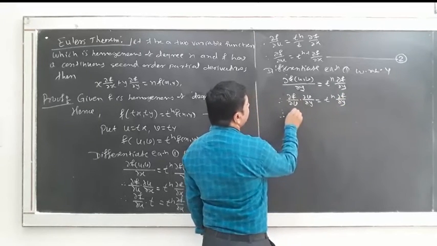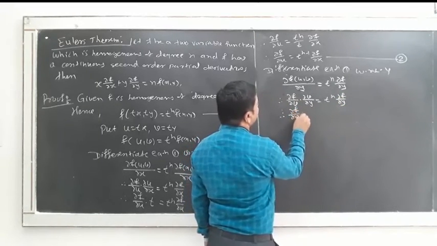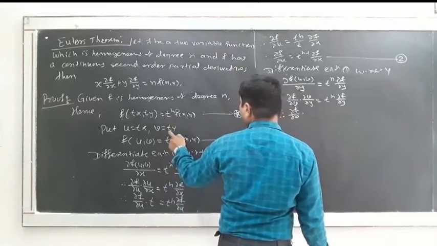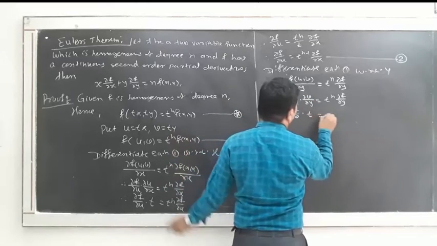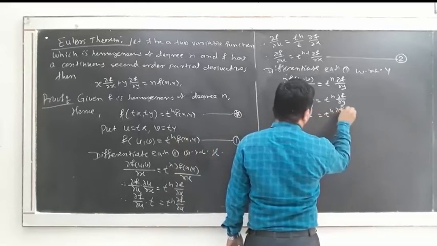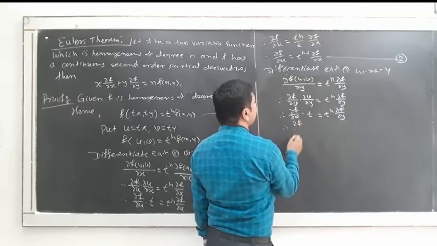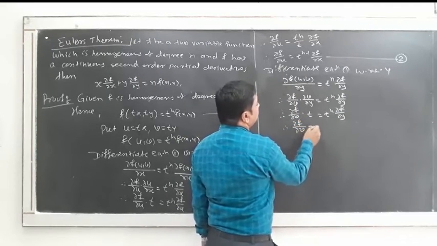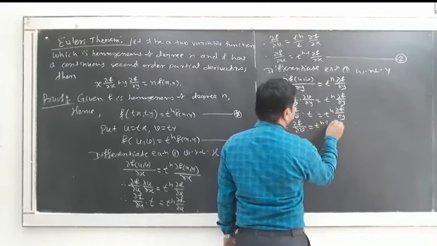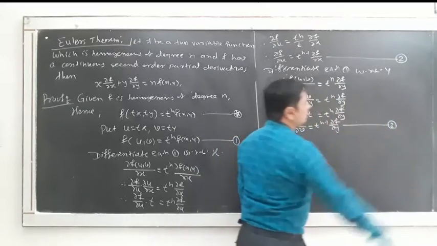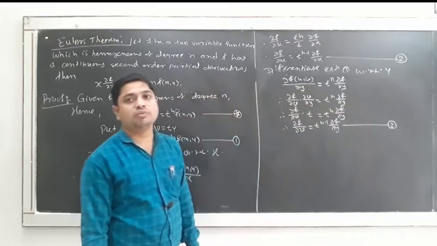Now what we are getting, ∂f/∂v and ∂v/∂y, it is again t. It is t^n ∂f/∂y. Now if we simplify this similarly to the above, it is equal to t^(n-1) ∂f/∂y. This is equation number 3.